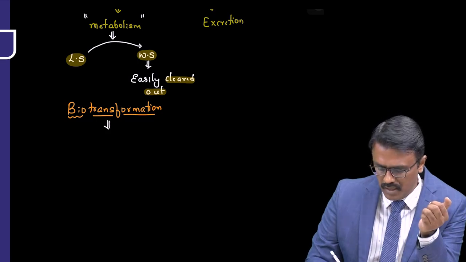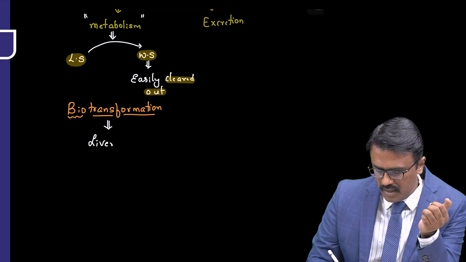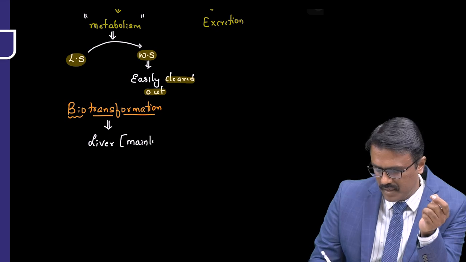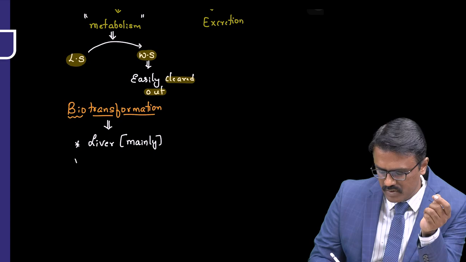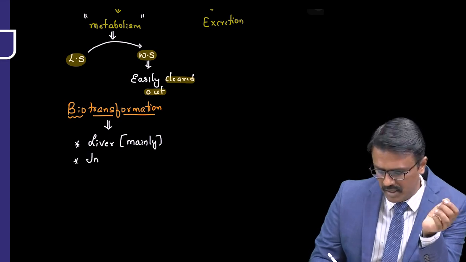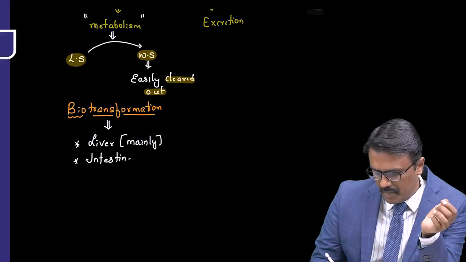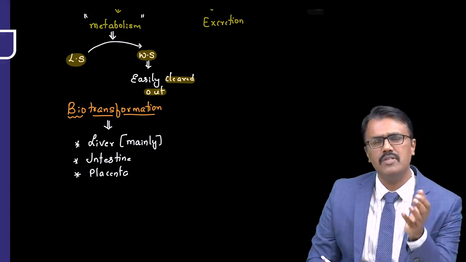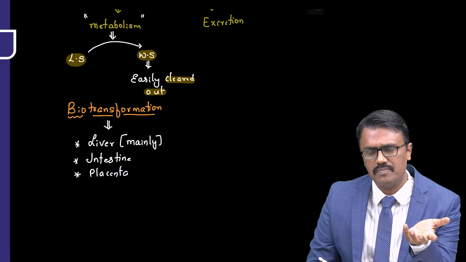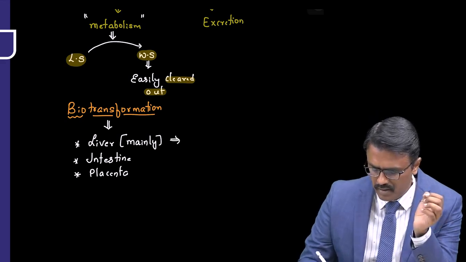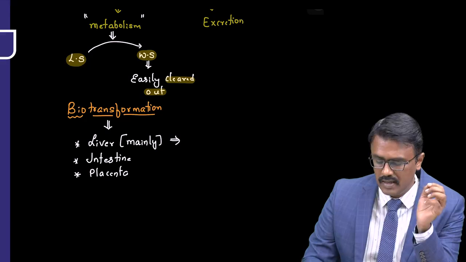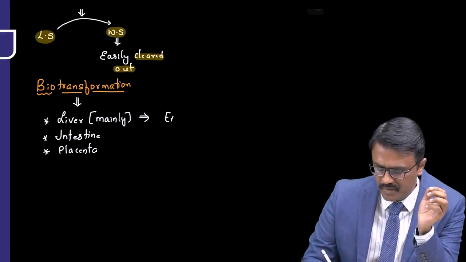Metabolism is mainly done by the liver. That is the major organ. Apart from the liver, there are certain enzymes present outside the liver. For example, they may be present in the intestine. They may be present in the placenta, in case of pregnant women. They also undergo metabolism, but the major seat of metabolism is obviously the liver. You have studied in biochemistry also. Now, who will do this job in the liver? In the liver, we have liver cells, that is hepatocytes. In the hepatocytes, we have enzymes.